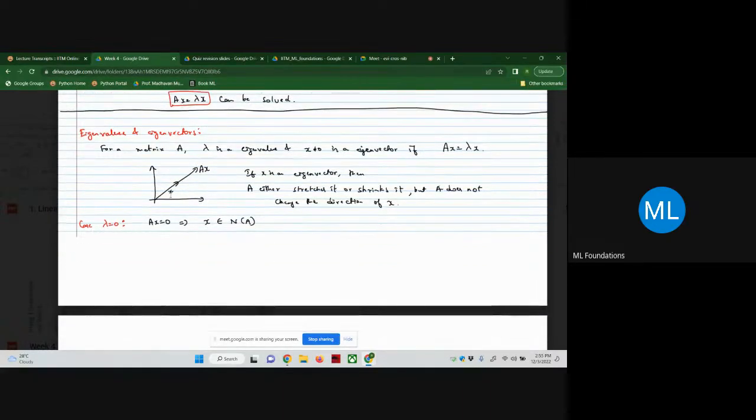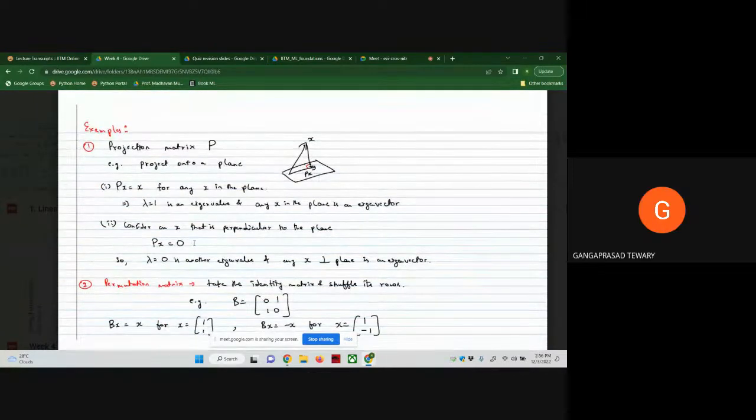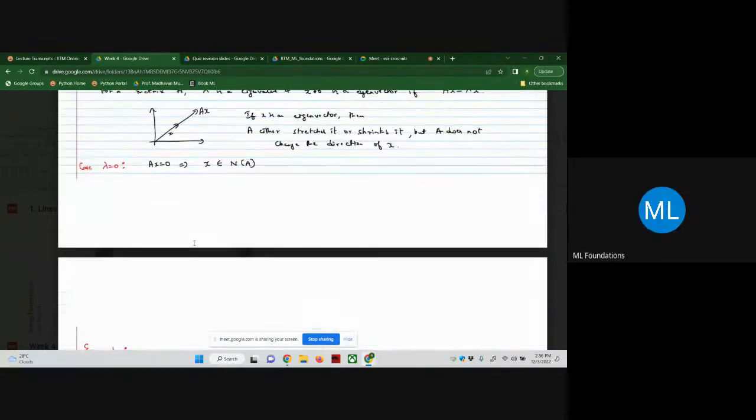As I told you, for a matrix A, if lambda is the eigenvalue and x is the eigenvector, then Ax will be in the same direction; that is, the resultant Ax will be parallel to x. If x is not an eigenvector, then Ax will not be parallel to x. Yeah, A is a matrix.